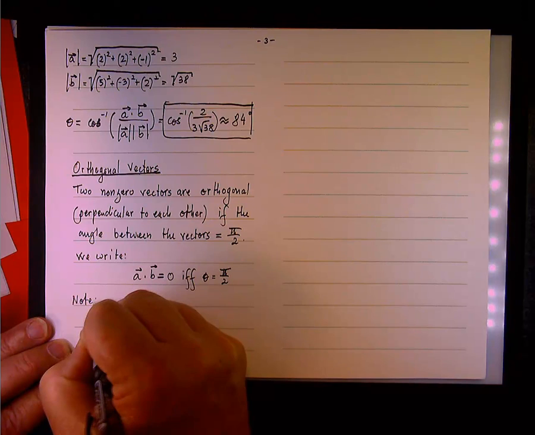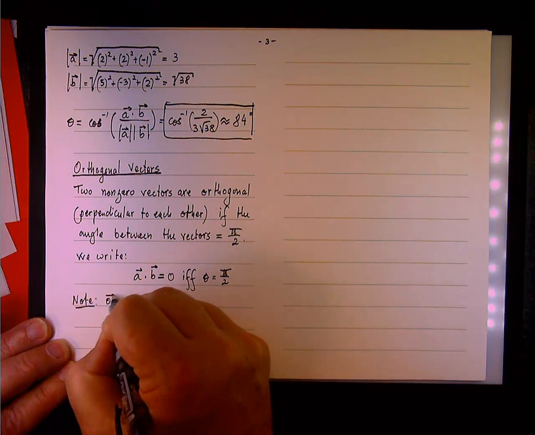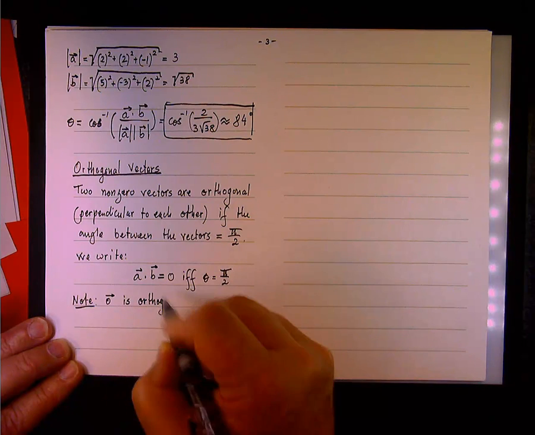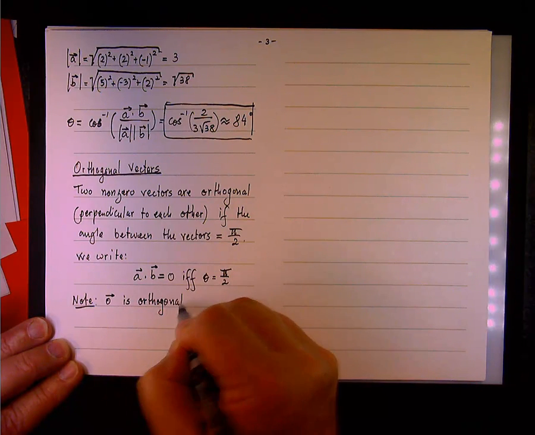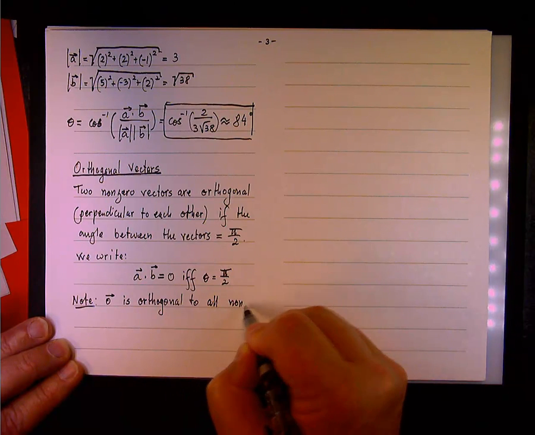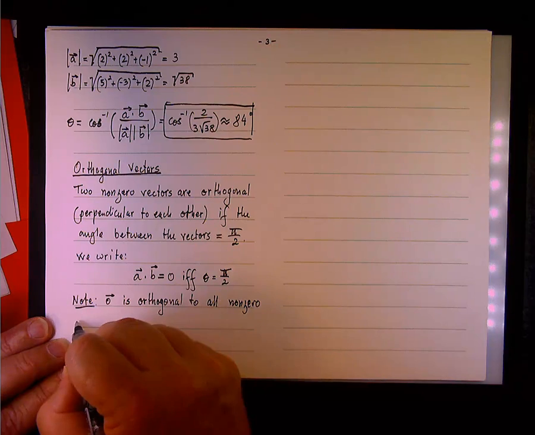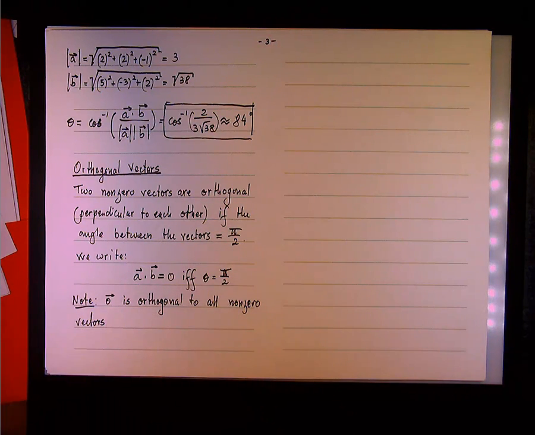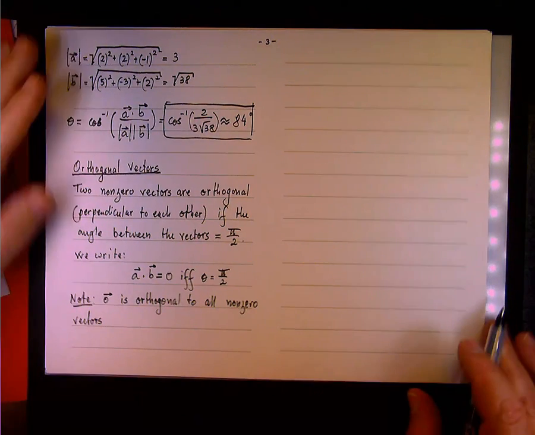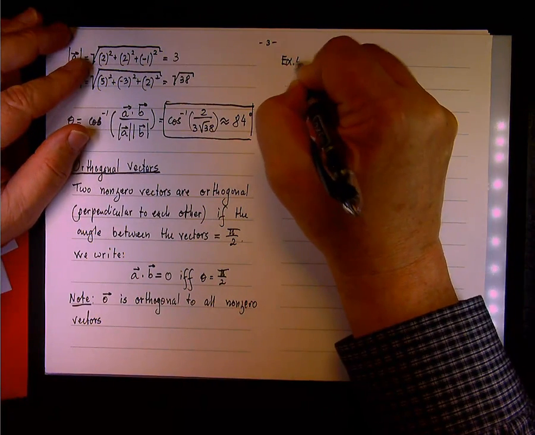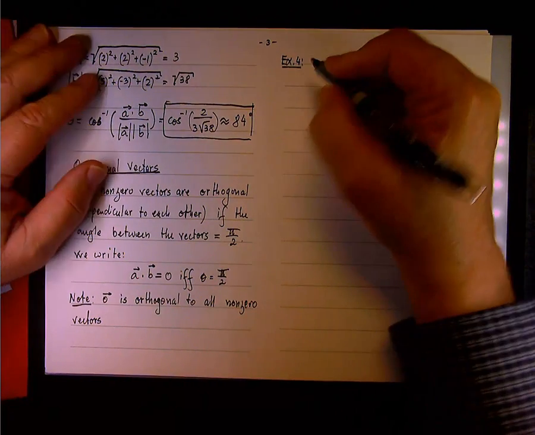Here's a little note. The 0 vector is orthogonal to all vectors, to all non-zero vectors, of course. So having introduced this concept, let's have another example.